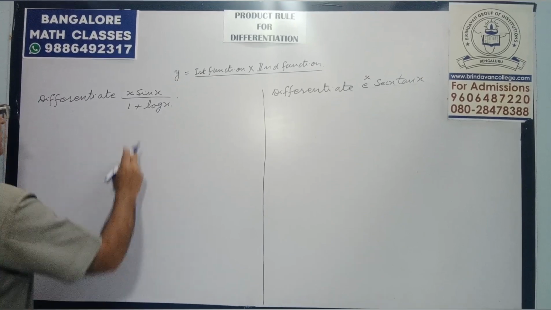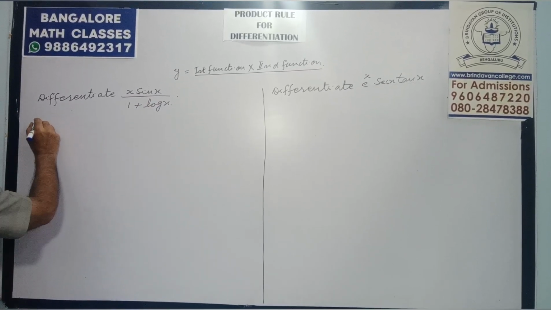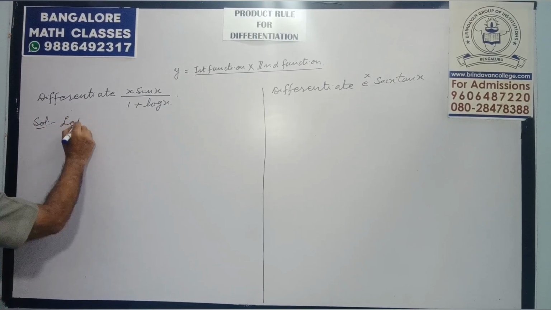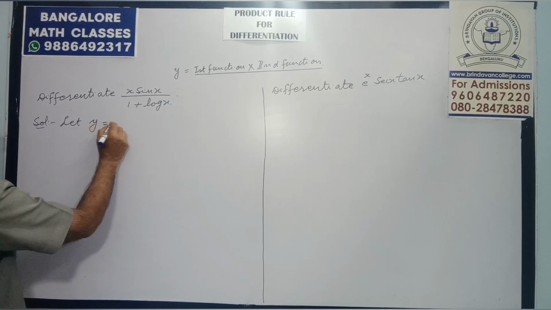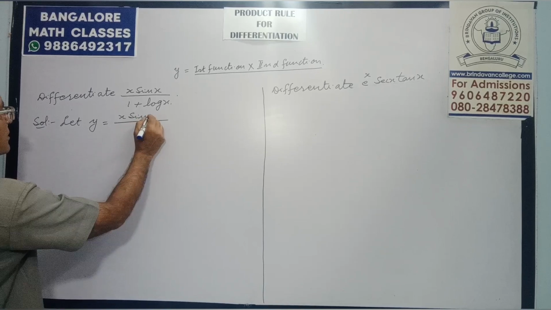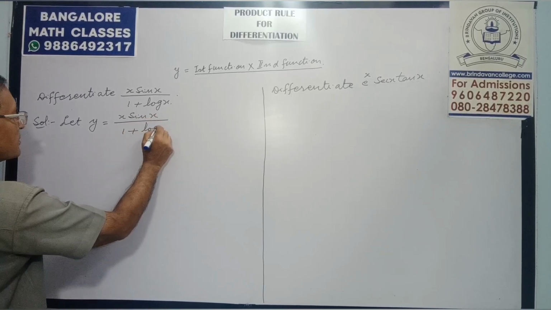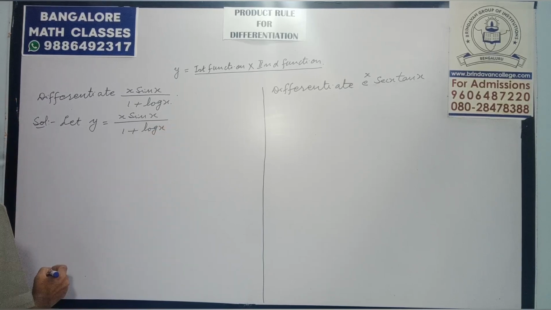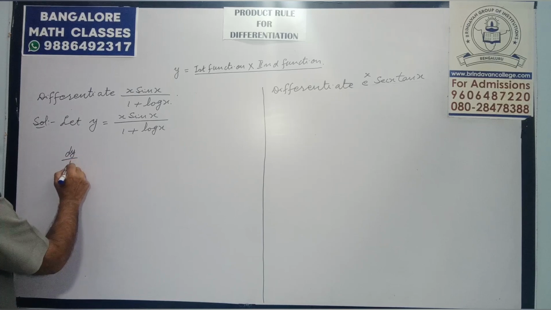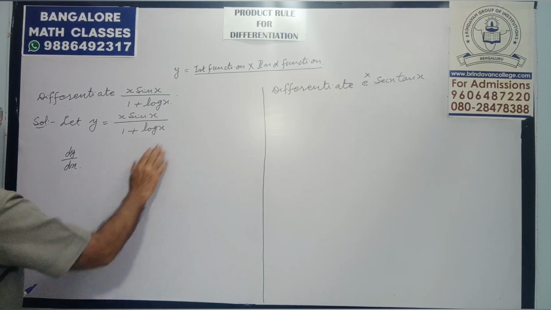Differentiate x sin x over 1 plus log x. Solution: let y equals x sin x over 1 plus log x. Differentiating, dy by dx. It's not here in this way.